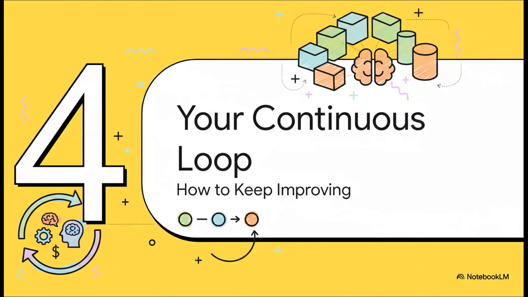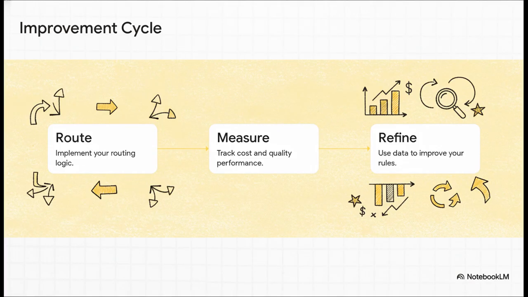But listen, the best systems aren't built once and then forgotten. They evolve. To really master this stuff, you have to think in terms of a continuous loop of improvement. It's never really done. And that loop looks just like this: route, measure, and refine. It's that simple. First, you put your routing logic in place. Then you measure its performance. Are you actually hitting your cost targets? Are you hitting your quality targets? Finally, you use that data to refine your rules. Maybe you find out your simple model is smarter than you thought, or maybe a rule needs to be a little more specific. This cycle is exactly how your system gets smarter and smarter over time.